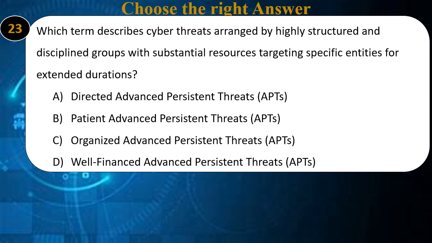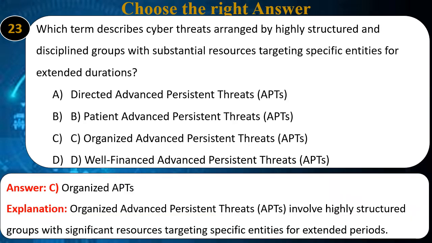Question number 23. Which term describes cyber threats arranged by highly structured and disciplined groups with substantial resources targeting specific entities for extended durations? A. Directed advanced persistent threats. B. Patient advanced persistent threats. C. Organized advanced persistent threats. D. Well-financed advanced persistent threats.